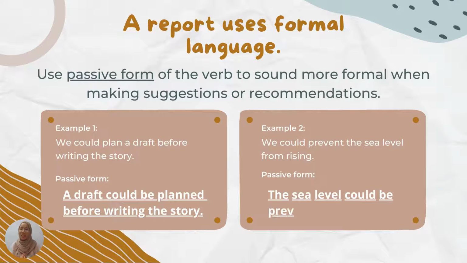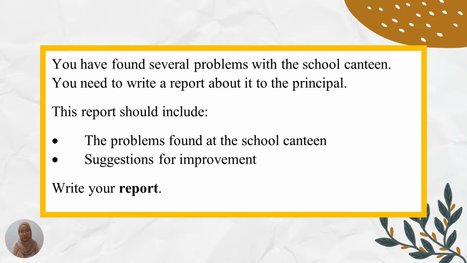Okay, done. So this is the answer. The sea level object could be prevented, the passive form of the verb could prevent, and then the rest of the sentence from rising. So hopefully you did the correct sentence. Okay, good job to you. And before I forget to mention, you can also practice changing active sentences to passive sentences by searching on Google. Okay, more exercises on that.